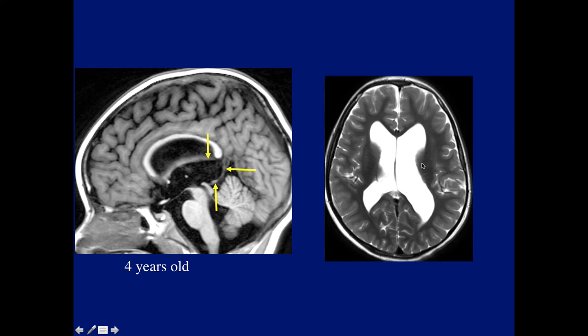Here's a 4-year-old that came with developmental delay, large lateral ventricle, a large suprapineal recess. It's not an arachnoid cyst. It's just part of the ventricular system.